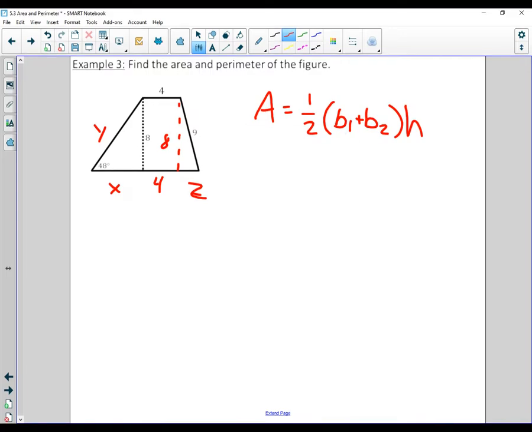Okay. So maybe let's focus on the area first, because I almost already have it. I have the height of 8 here, and I have one of the bases. I just need to find the other base. In order to do that, I'm going to need to find X and Z, what I labeled X and Z. How can I find X?